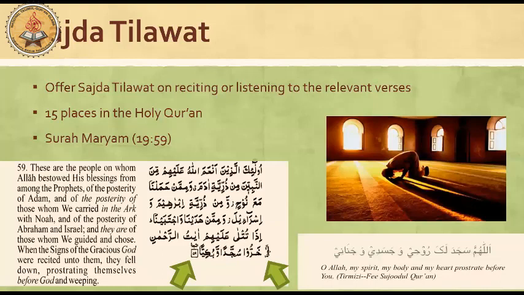For example, you can see here in Surah Maryam, where the arrows are, that is the little sign or the words which are written next to where one has to go into sajda. And when you go into sajda, you would recite the following prayer. O Allah, my spirit, my body, and my heart prostrate before you.